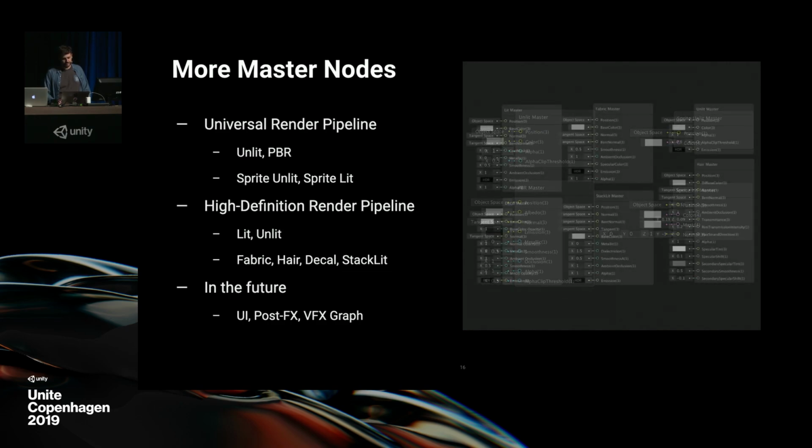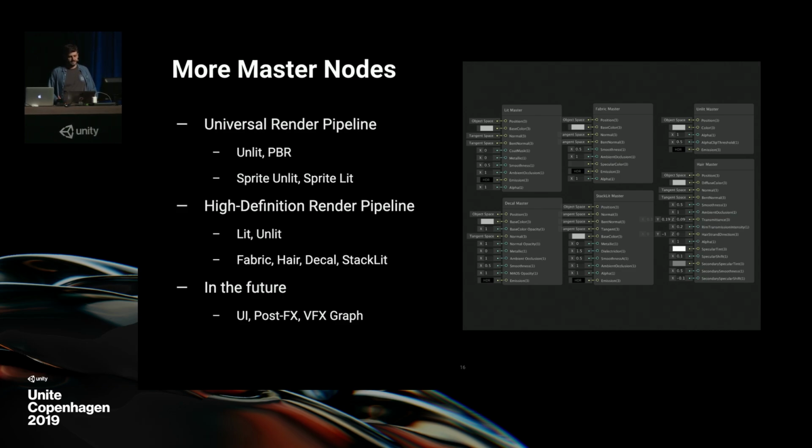The high-definition render pipeline features 6 nodes: master nodes, lit and unlit, of course, but also some nodes that you've probably seen in the Heretic, so the ones to create fabric, to create hair, and then also the one that supports decals, and another one that is called stacklit, which is a special shader only available in HDRP, which is basically 3 shaders in one, if you want.